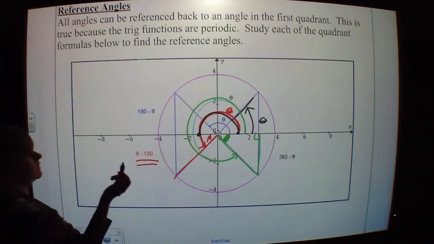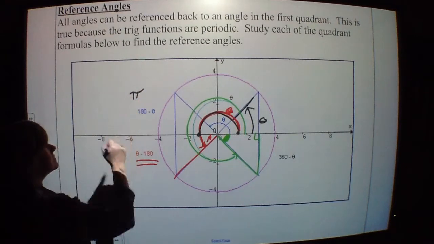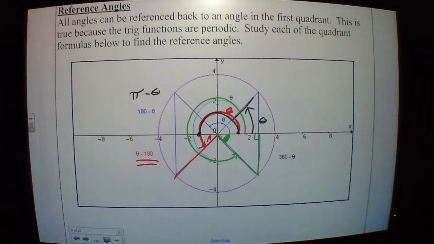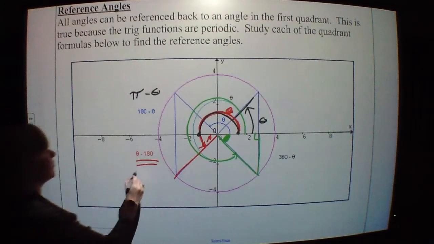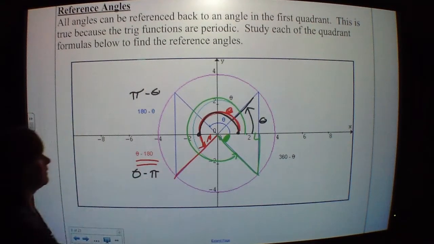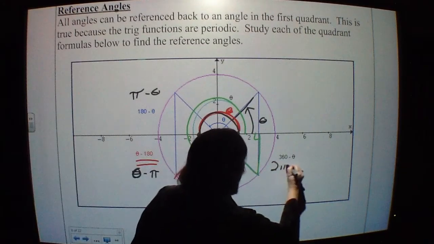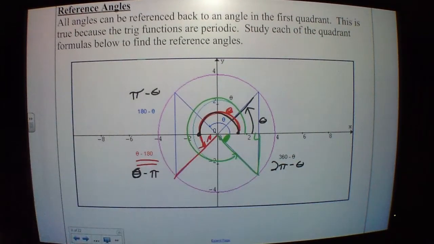You can also do this in radians. If you're in radians, 180 degrees is pi, so you could do pi minus theta. Here you could do theta minus pi. And here you can do 2 pi minus theta. So I can put everything in terms of a reference angle, and I'll do some examples in a minute.